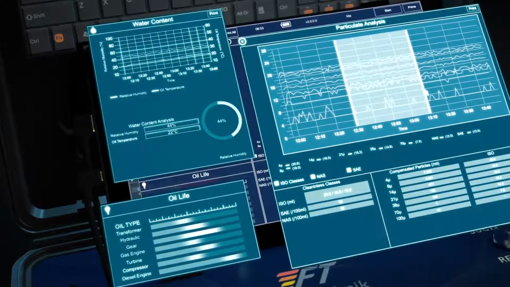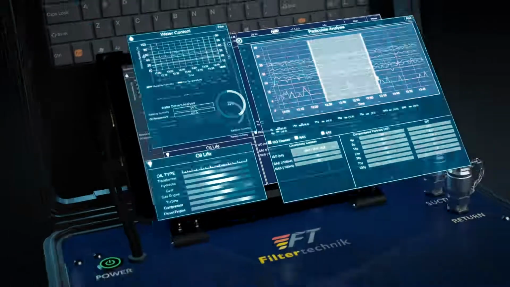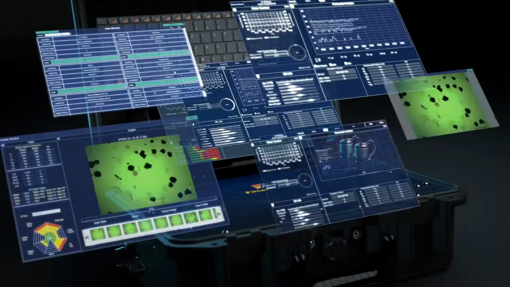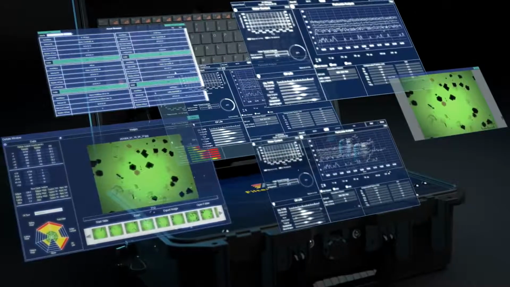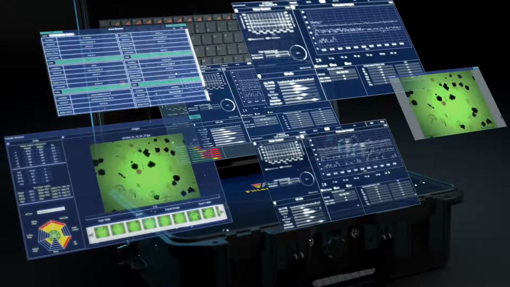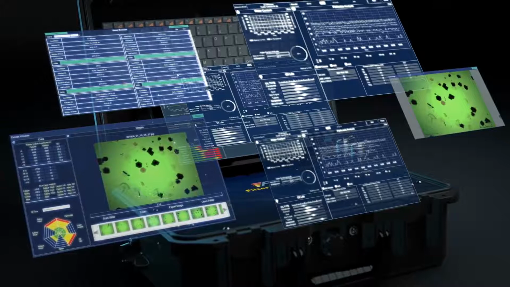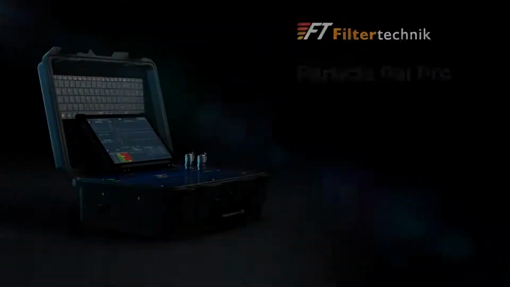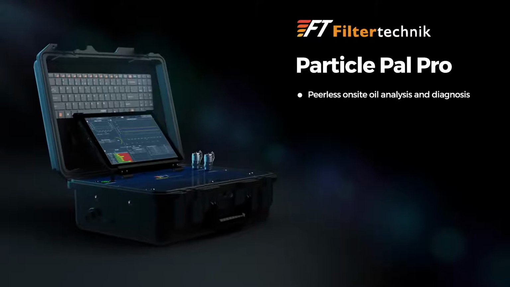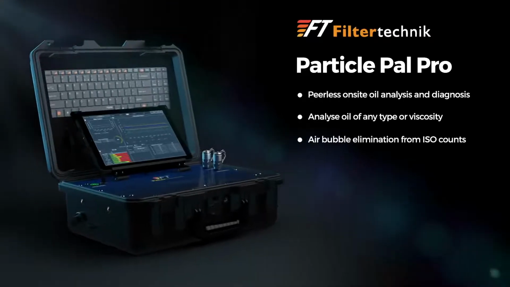This data provides critical insights into remaining oil life, detailed particulate analysis and oil condition, all of which ensures you are empowered to know exactly when and why the oil needs to be changed, and in addition, what the contributing factors are. The Particle Pal Pro offers a revolution in on-site oil analysis.